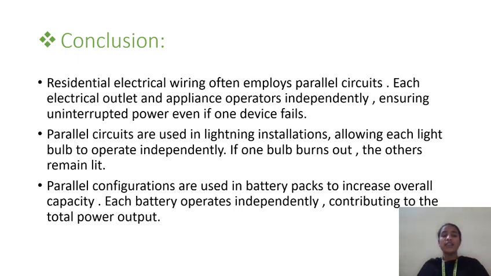We know that residential electrical wiring uses parallel circuits, ensuring uninterrupted power if one device fails. We can see the circuit diagram where the components are connected. If one component fails, the others still operate. Thank you.